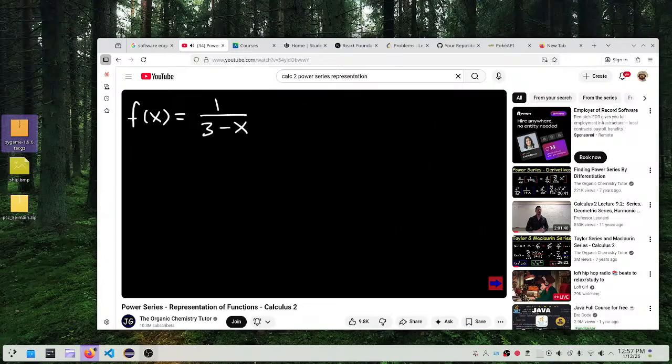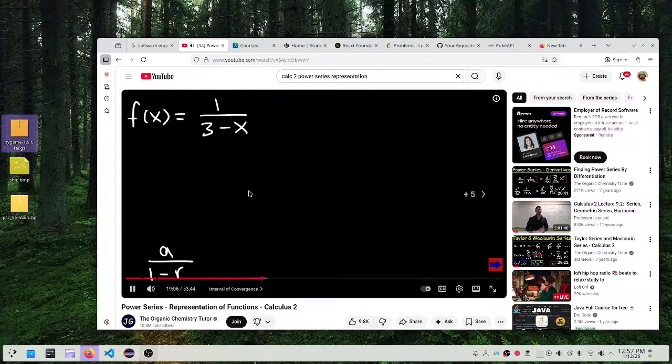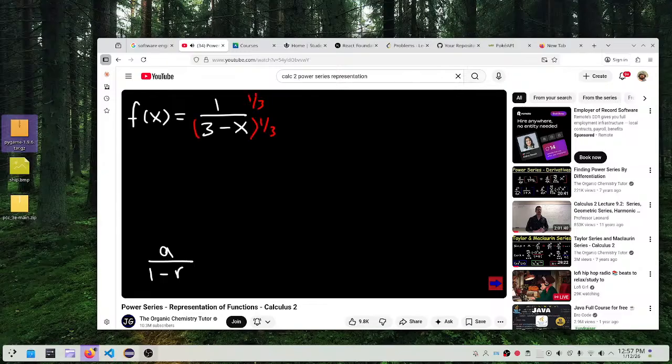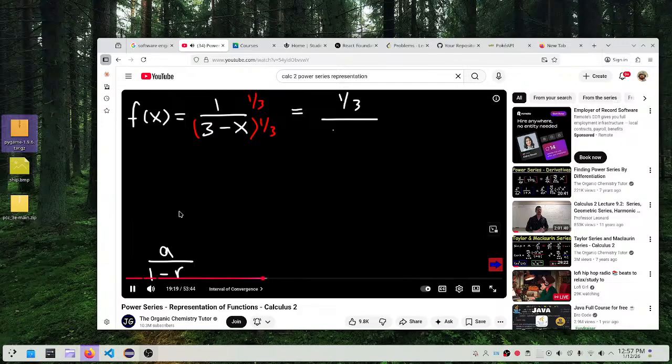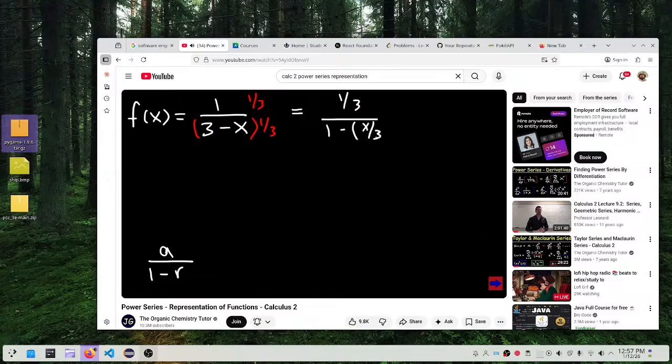So let's start with c equals 0. And we have a 3. Somehow we need to change that to a 1. So what we need to do is multiply the top and the bottom by a third. So we're going to have 1/3 divided by 1 minus x over 3. And so now it's in the appropriate form. So we could see that a is equal to 1/3 and r is equal to x over 3.